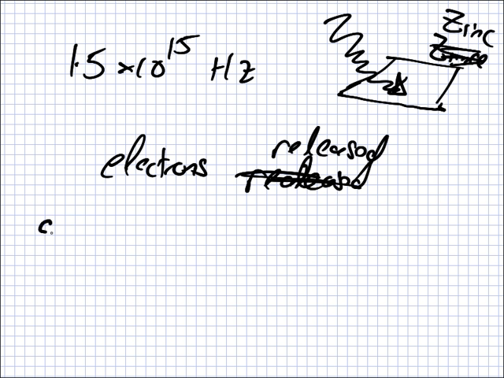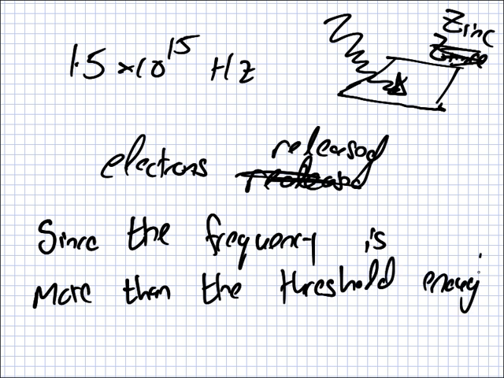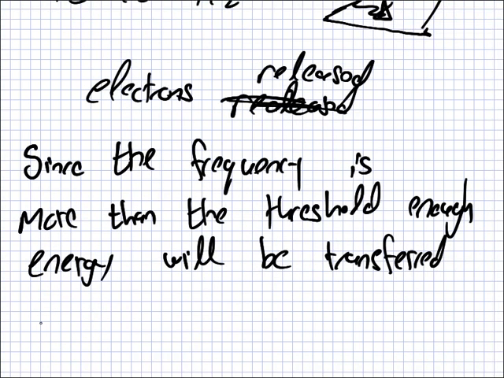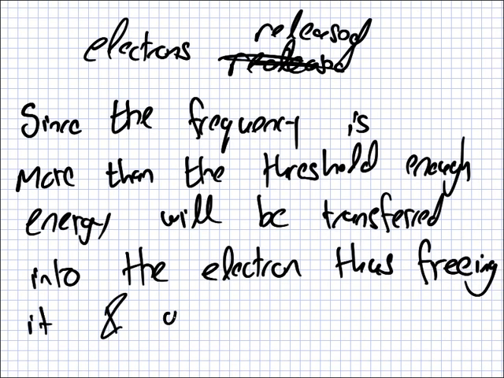So, since the frequency is more than the threshold, enough energy will be transferred into the electron, thus freeing it and giving it kinetic energy. There now, I should keep them happy.